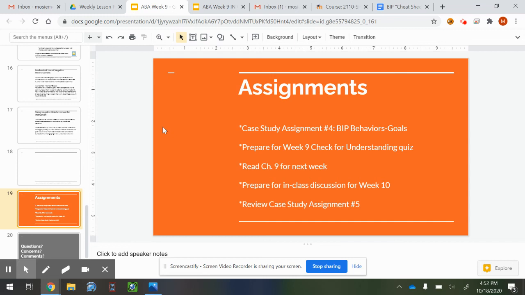Read chapter 9 for next week. We're going to talk some more about reinforcement. And then make sure you prepare for the in-class discussion for week 10. And it would be a good idea to look over case study assignment number 5, which we will be working on next week in class, or rather when we're on Zoom. And we'll talk about that a little more in class.